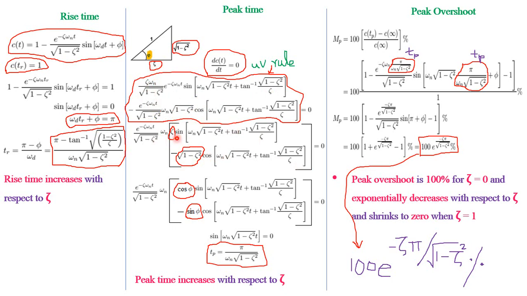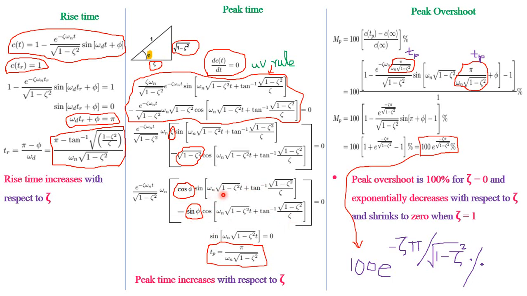This zeta is nothing but, when we draw the damping ratio triangle, zeta is cos phi and root of 1 minus zeta square is sin phi. So that is why zeta is written as cos phi, root of 1 minus zeta square is sin phi. So cos phi into sine of something minus sin phi into sine of something. So sin A cos B minus cos A sin B, so sine of A minus B.